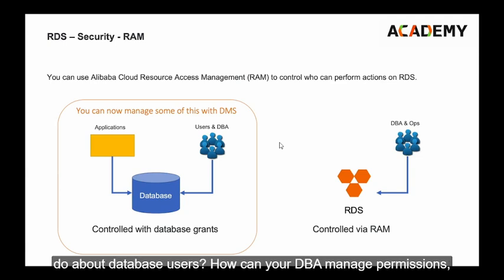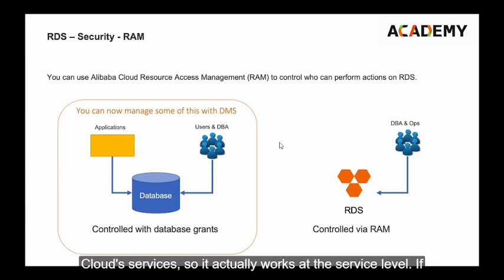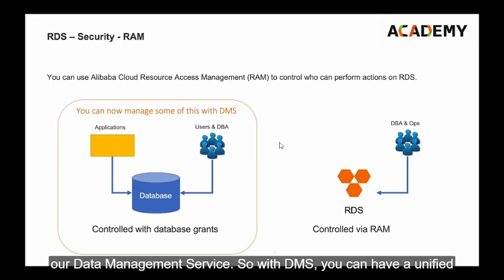So what do you do about database users? How can your DBA manage permissions? RAM can't do that. RAM is designed to manage access to Alibaba Cloud's services. So it actually works at the service level. If you need a service that allows you to manage user permissions at the database or table level, then you need to use DMS. DMS is our data management service.